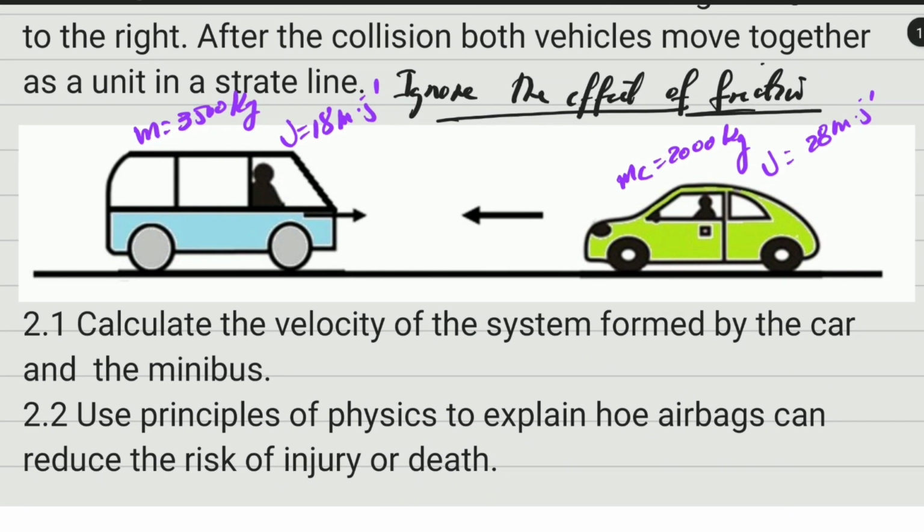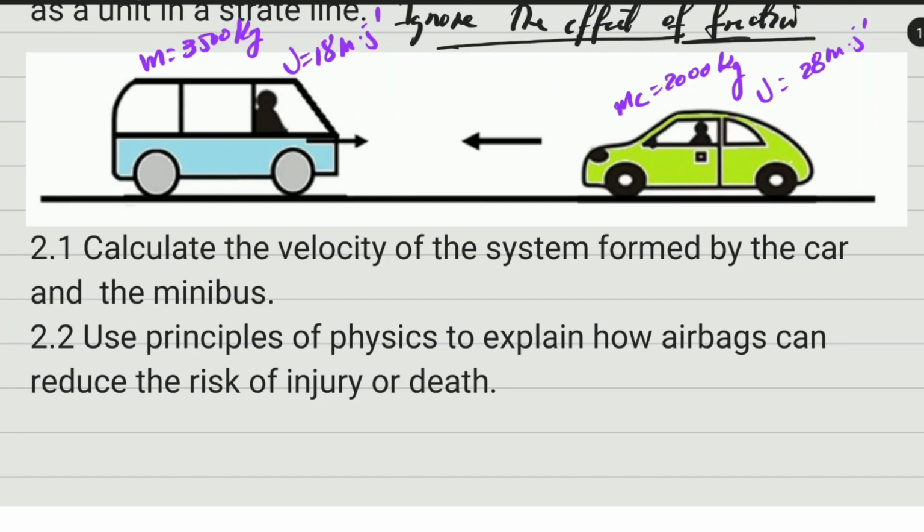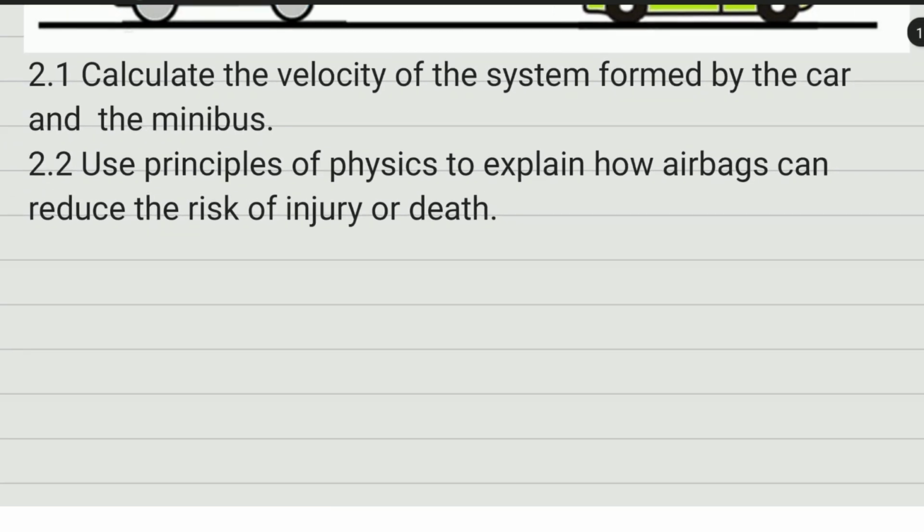Now 2.1, calculate the velocity of the system formed by the car and the minibus, exactly the same as the previous question. And 2.2, use the principle of physics to explain how airbags can reduce the risk of injury or death. So that is the thing, and we're going to start answering this question.